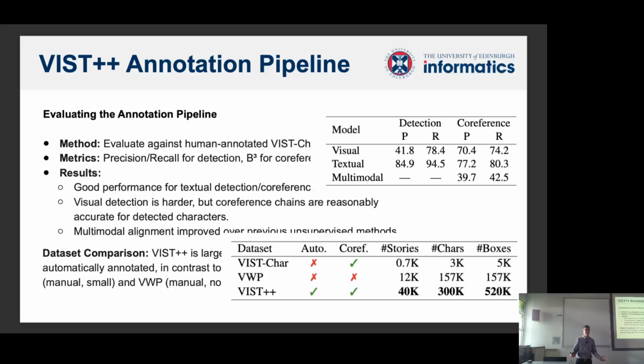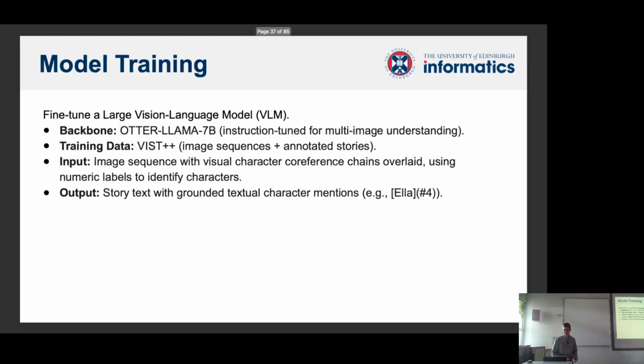Okay, so now we have this fantastic data set. What do we do with it? Well, of course, we fine-tune an LLM. Right, that's what you have to do these days. You can try to train a model from scratch, but it's not going to work as well. And we did try. So we fine-tune Otter Llama 7b. So this is obviously a derivative of llama. And the particular thing about this model is that it is instruction tuned for multi-image understanding.